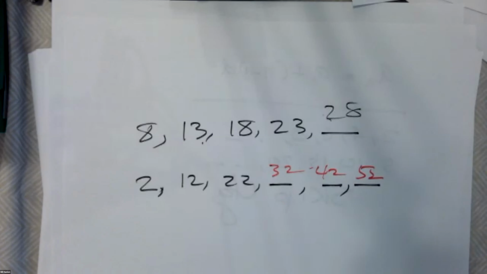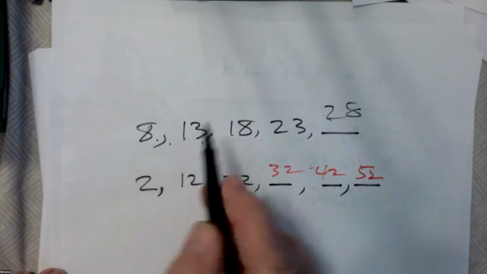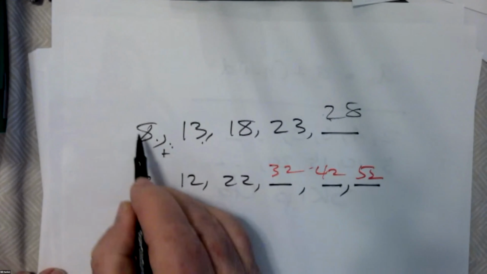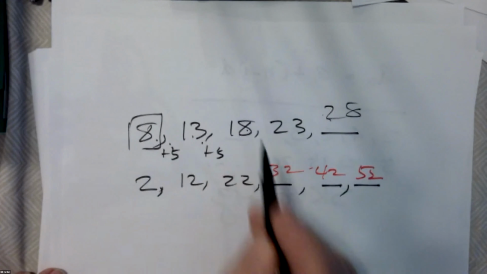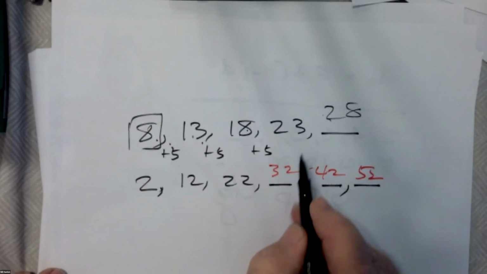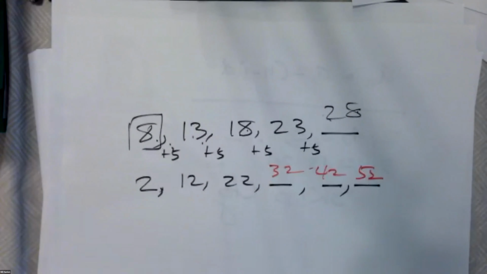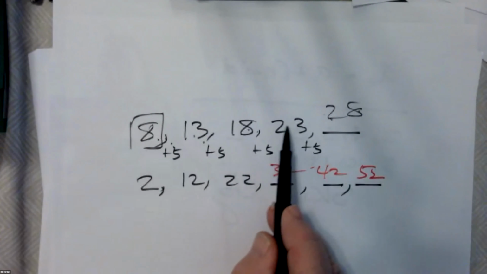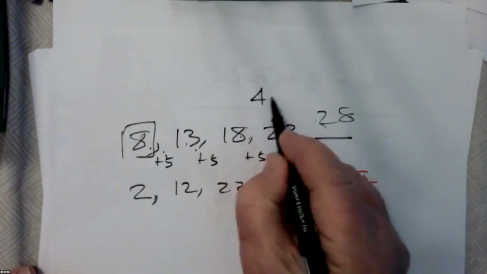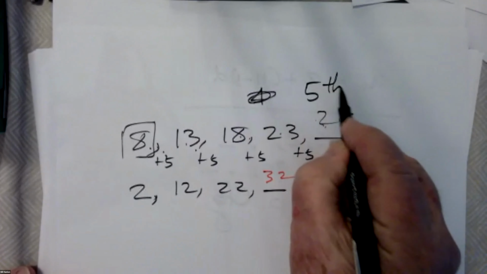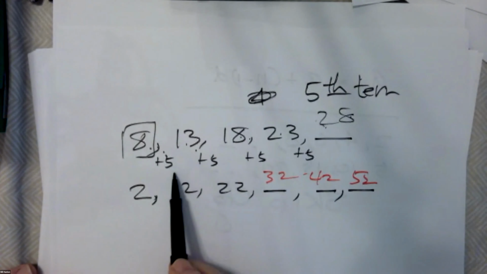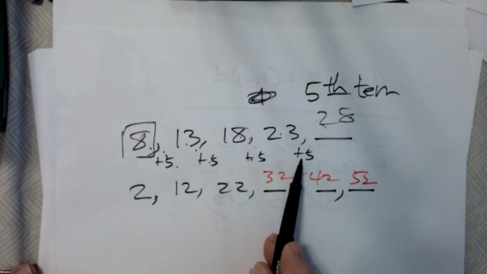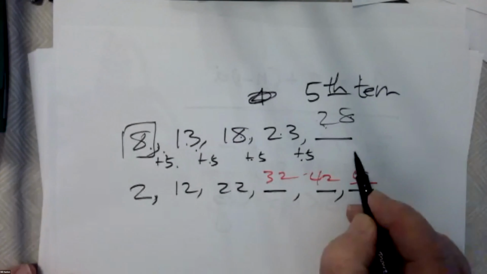Now, what I could say is this. My common difference in this one is 5. So I take my first number, which is 8. I add 5 to get 13. I add 5 to get 18. I add 5 to get 23. And I add 5 to get to 28. So this was the 1, 2, 3, 4. This is the 5th term. So for me to find the 5th term of this sequence, which was the next term, how many times did I add 5? I added 5 4 times.